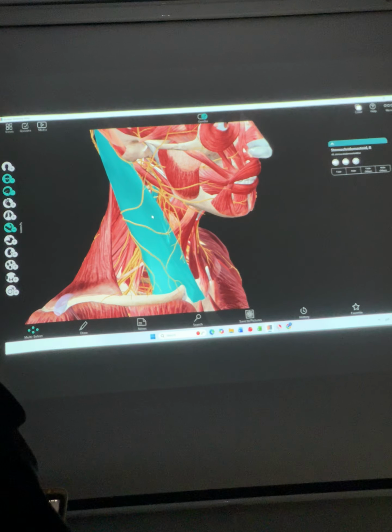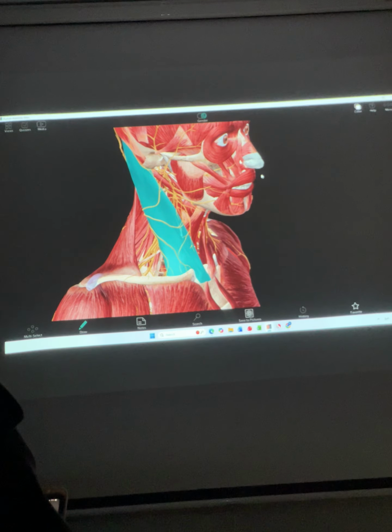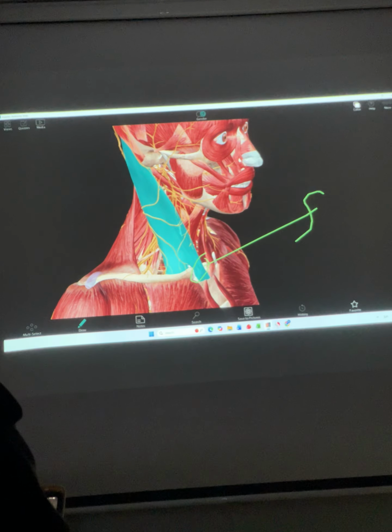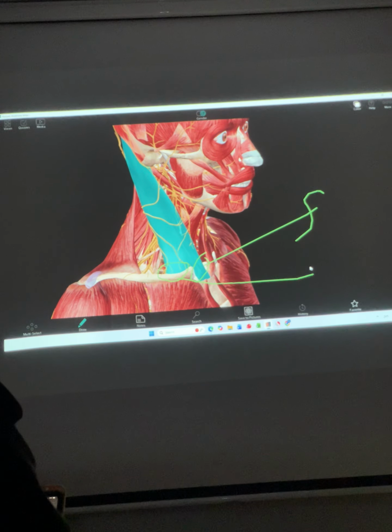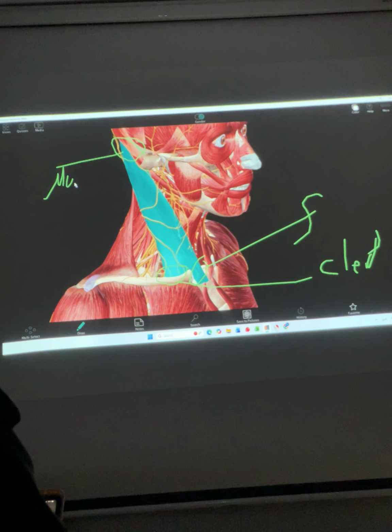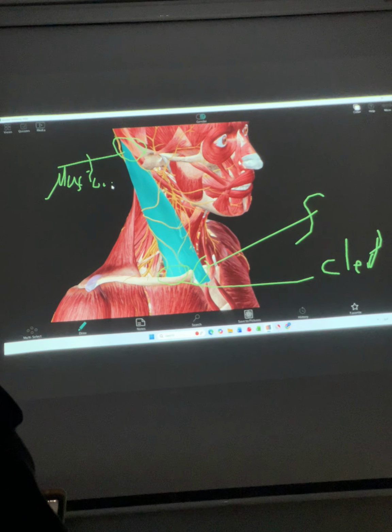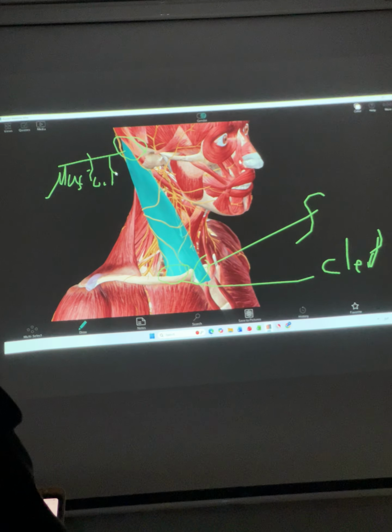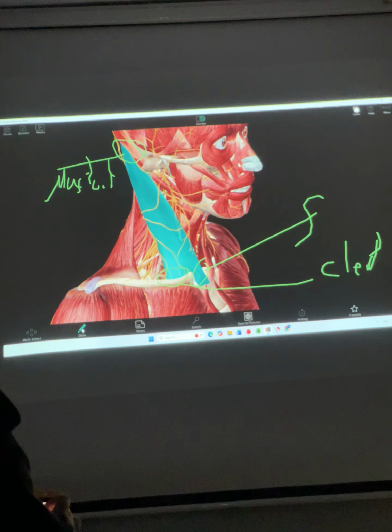This one, the first one, its name is sternocleidomastoid. Why does it have the name sternum? It's attached to the sternum, starting from the sternum. What is that? Clavicle. So sternocleido, and what is that? Mastoid part of the skull, right? So the name sternocleidomastoid muscle by itself tells you where it starts and where it ends. Did you understand this one?